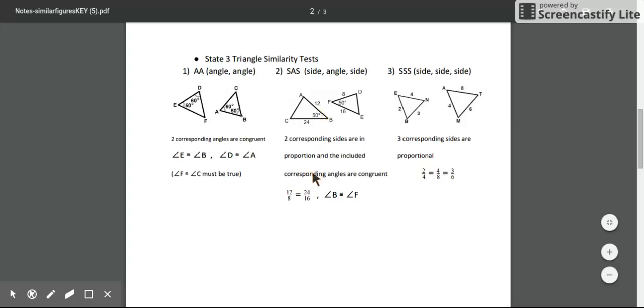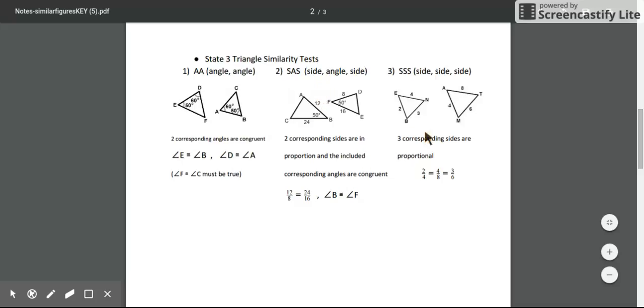Notice how the angle is in between the two sides in its name, matching the actual physical diagram of the triangles. So if we can say that 12 compared to 8 is the same as 24 compared to 16, then we know their side lengths are in proportion. We know that the two corresponding angles are the exact same, and that fits our side angle side similarity test.